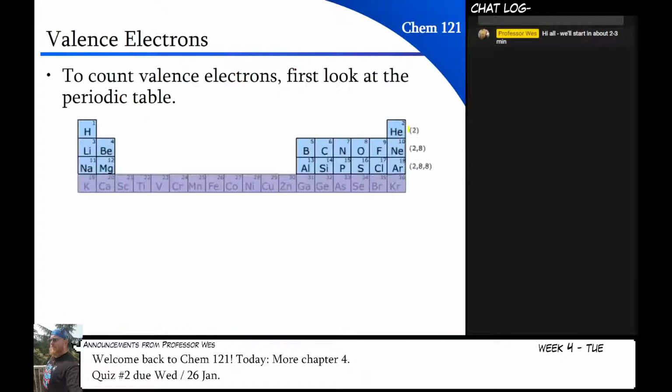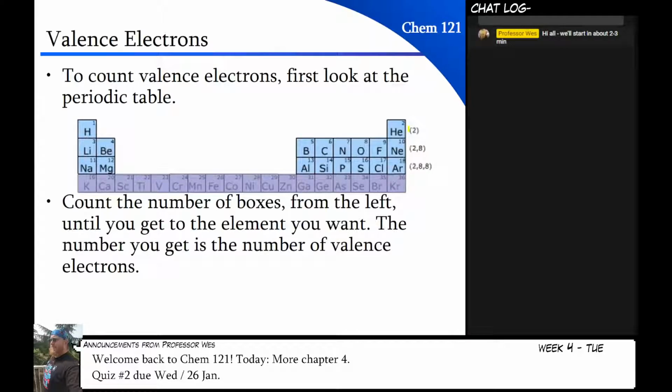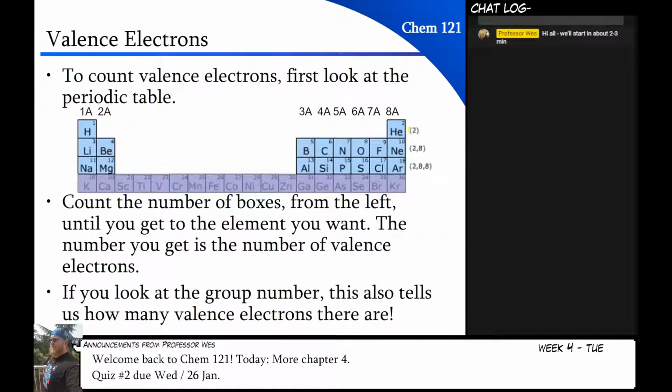And I think that's set on this next slide. Yeah, here we go. Now, if we're using the A notation for groups, then you just use the number that's shown there. I personally like the A notation better. However, it's starting to disappear off of most periodic tables, and most periodic tables are just numbered 1 through 18.